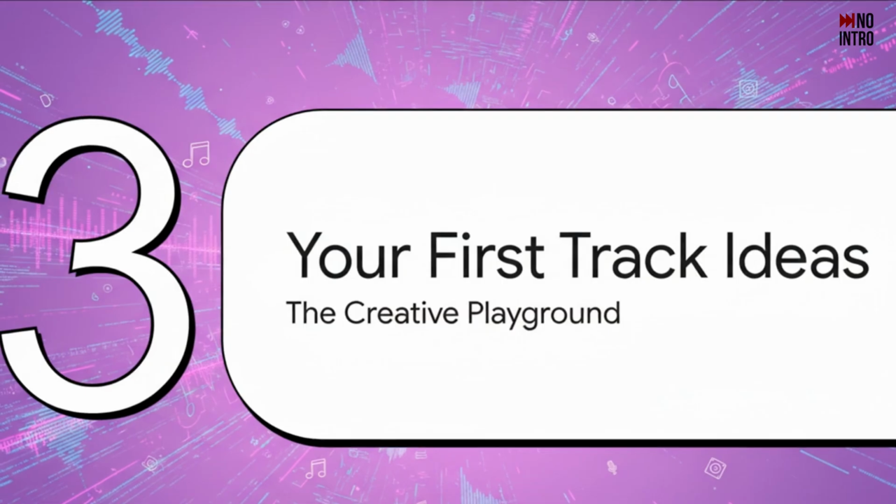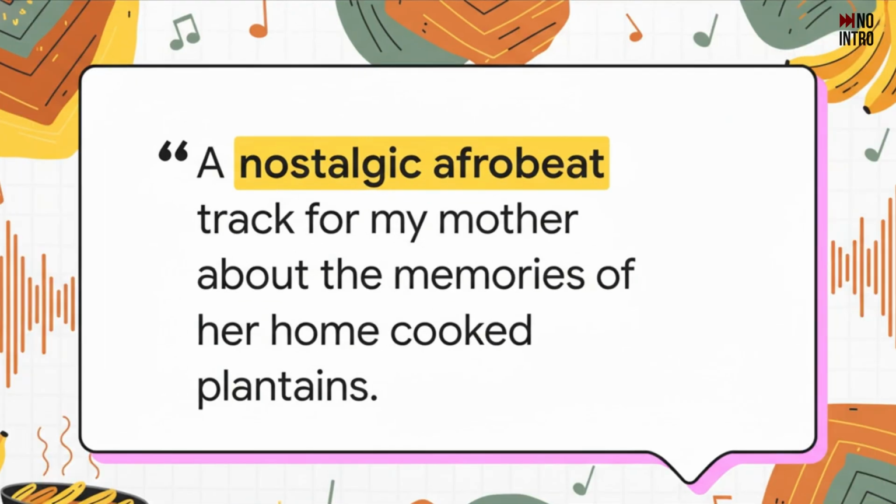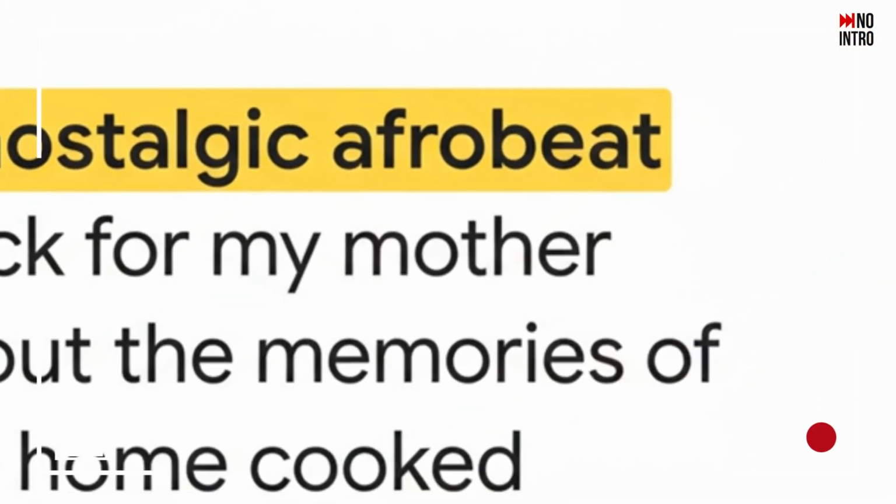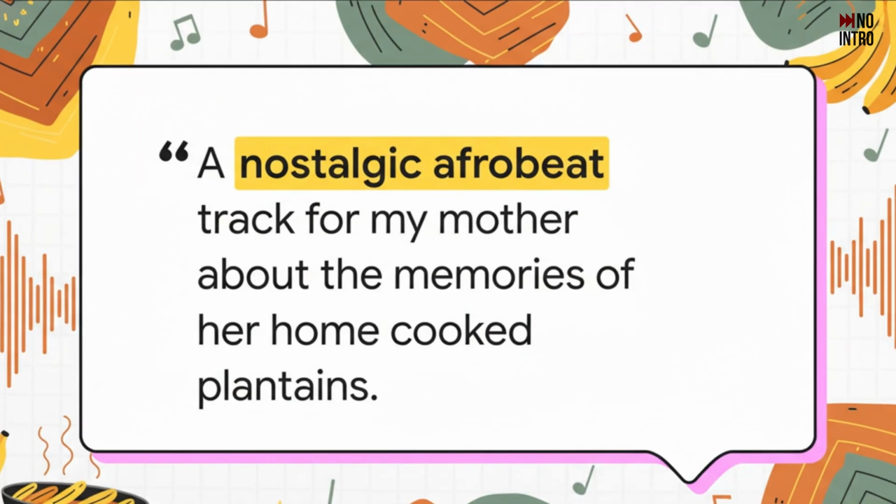Okay, so the real magic here, the secret sauce, is all in how you prompt it. So let's look at a few examples, because the way you structure your ideas can unlock some seriously incredible results. So for something like personal storytelling, you can get super specific. Just imagine this prompt: a nostalgic Afrobeat track for my mom about memories of her home-cooked plantains. See? That level of detail is exactly what this AI loves to work with.